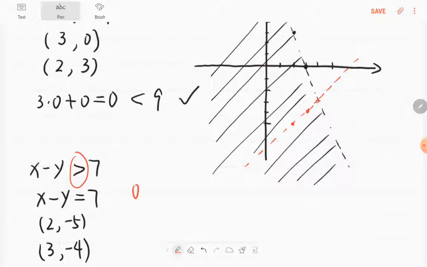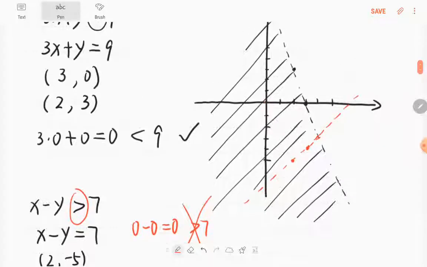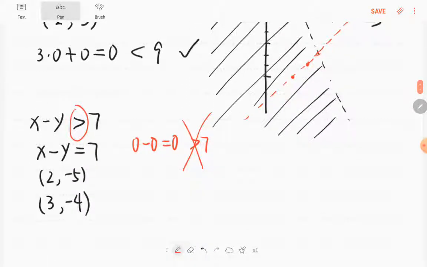So it's 0 minus 0 equals 0. Is 0 greater than 7? No, it's wrong. So it's not greater than 7. So this point should not be in the solution part. In other words, the upper half plane would not be the solution region. So it would only be the lower half plane.